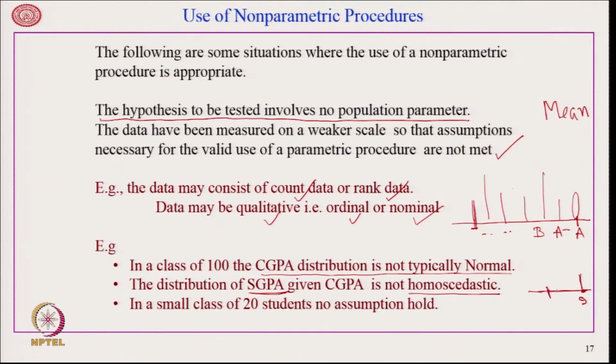But if the CGPA is something like, say, 7.5, we will find a wide range of variation in the SGPAs, or the semester grade point average. So, homoscedasticity means that the variance will be the same with respect to different points for SGPA, but that is not a very valid assumption with respect to the CGPA distribution. And if we consider a small class of 20 students, then such assumptions do not hold.